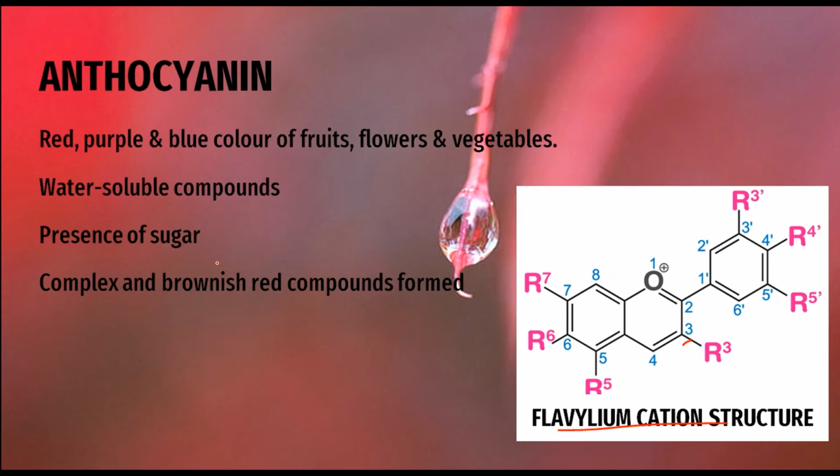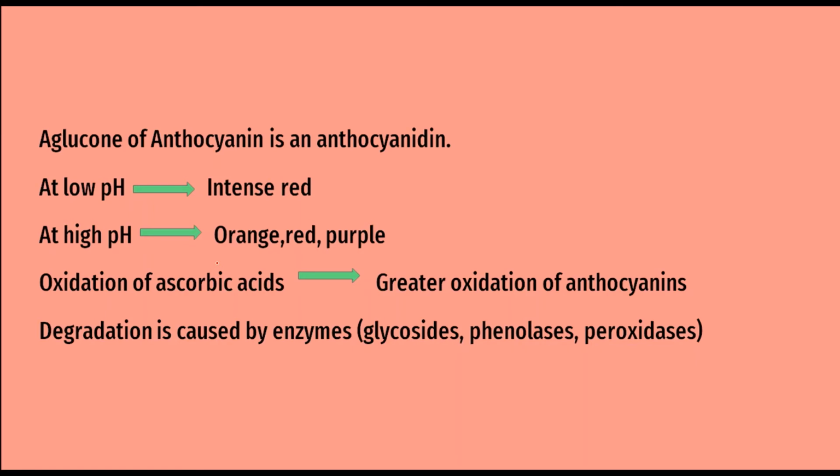These are complex and brownish red compounds formed. The aglycone of anthocyanin is an anthocyanidin. Six of them are pelargonidin, cyanidin, delphinidin, peonidin, petunidin and malvidin. You just have to remember that the aglycone of anthocyanin is an anthocyanidin. Remember this.